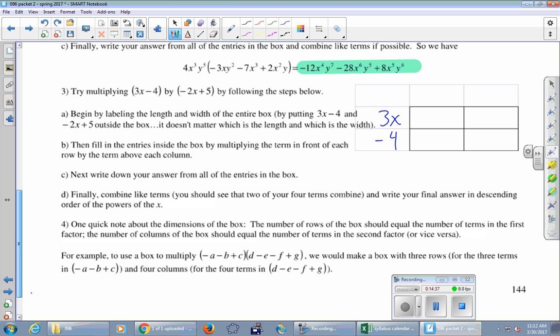The negative 2x plus 5 goes on the top, negative 2x on the first column, plus 5 on the second column. I'm going to make every effort to always write down the plus signs. That's a negative 4.